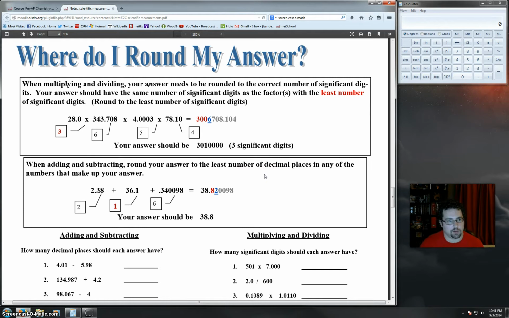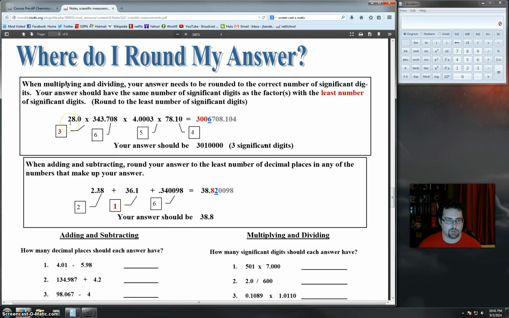Alright, so what this says here is, when multiplying and dividing, your answer needs to be rounded to the correct number of significant digits. Your answer should have the same number of significant digits as the factor with the least number of significant digits. So round to the least number of significant digits. So this is a fancy way of saying when you are multiplying and dividing with significant figures, whichever number has the least significant figures, then that is the number that your answer will have.